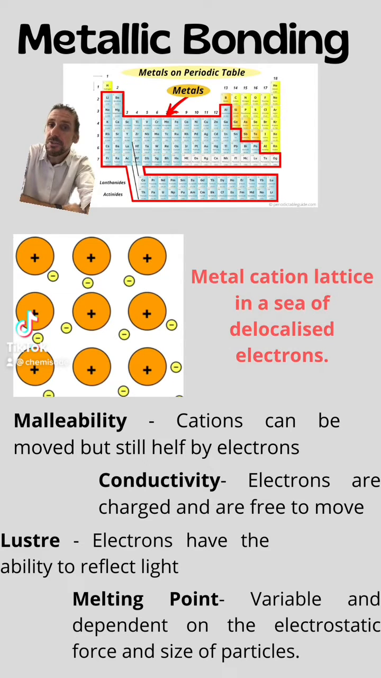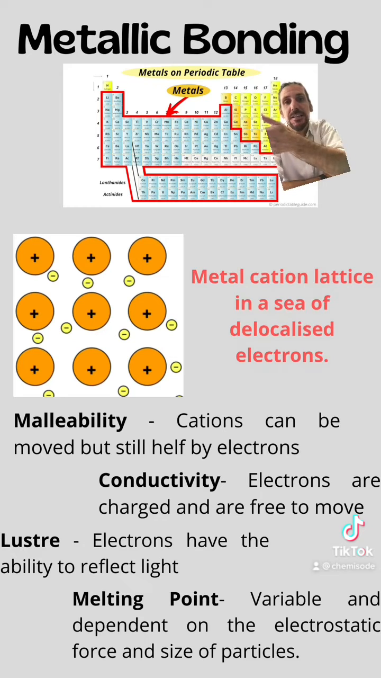In Year 11 chemistry, you're going to need to know about metallic bonding. As you can see here, the vast majority of elements in our natural world are metallic. And if you've learned anything in chemistry, you'll know that they all exist pretty much on the left-hand side of the periodic table.